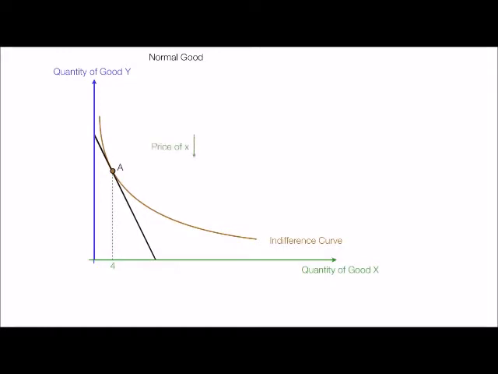Now I'm going to have a price decrease of good X, so the quantity of good X is going to go up. The budget line rotates outwards, so the consumer can actually buy more of good X, like that. I'm going to draw in a second indifference curve, so the consumer will move to point B and consume 17 units of good X at that point.